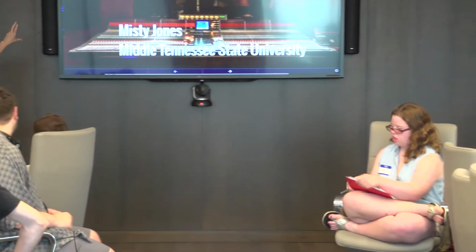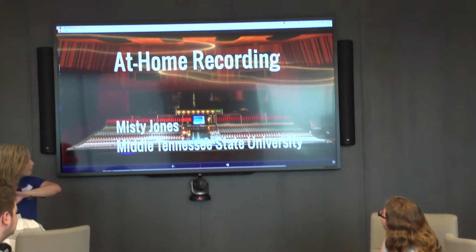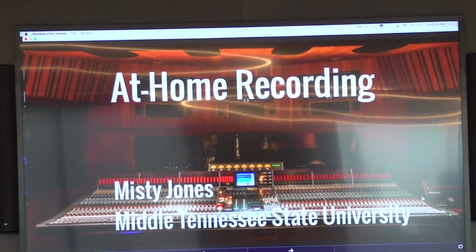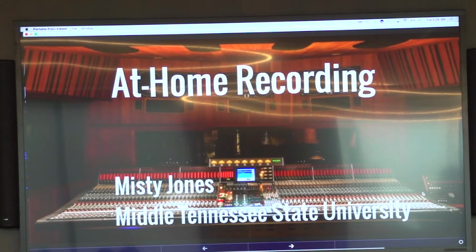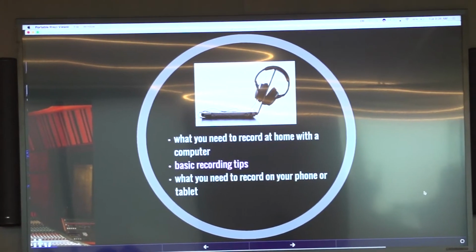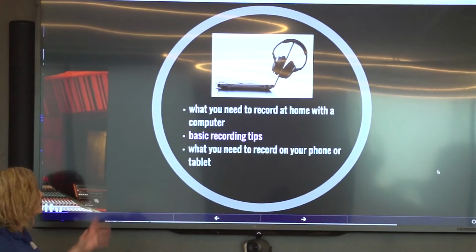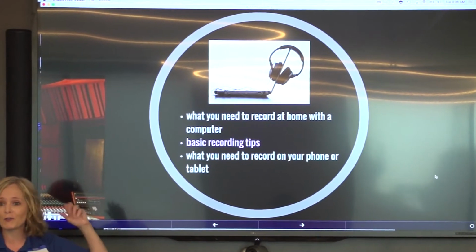What I have up here is a picture of a really big recording studio with a really big sound. A lot of times when we think about recording, we think about that, right? We think we have to go into this big expensive studio and pay all this money. But the truth is that most people end up recording in a studio that's like this.